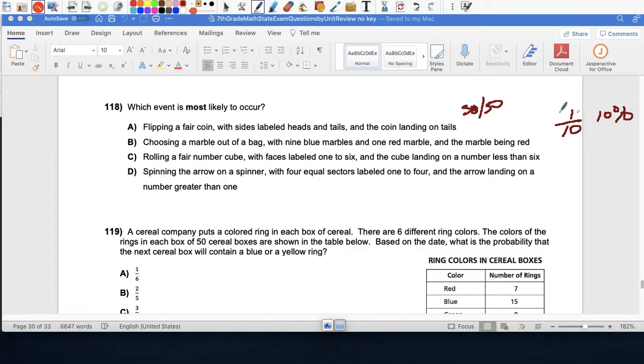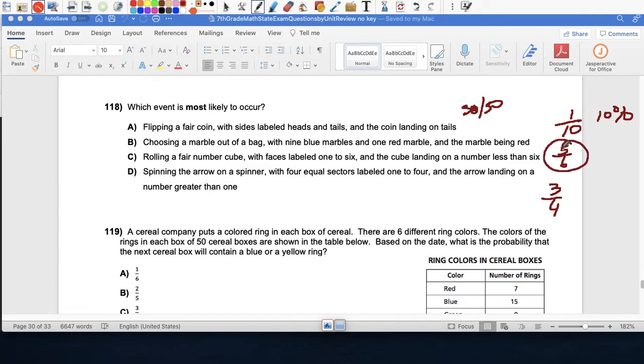Rolling a cube with faces labeled 1 to 6, and the cube landing on a number less than 6. So you have chances of winning by landing on 1, 2, 3, 4, 5. So you have a 5 out of 6 chance. It's a pretty good chance. Spinning the arrow on a spinner with 4 sections labeled 1 to 4, and the arrow landing on a number greater than 1. Well, landing on a number greater than 1 would be landing on 2, 3, and 4. So you have a 3 out of 4 chance.